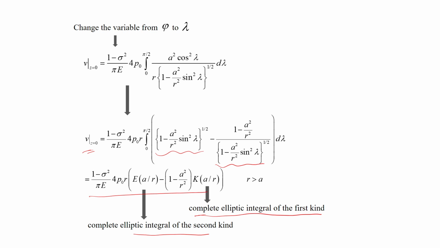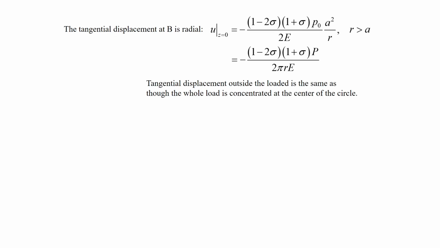And the tangential displacement we can again find out, the same way that we did last time. You have to take the cos function and then do the integration. Here, as you can see, the tangential displacement outside the loaded area is the same as though the whole load is concentrated at the center of the circle, because it is just a 1 by r functionality. So, u varies as the inverse of the radial distance from the center, as if the whole load is concentrated at a particular point, that is the center.